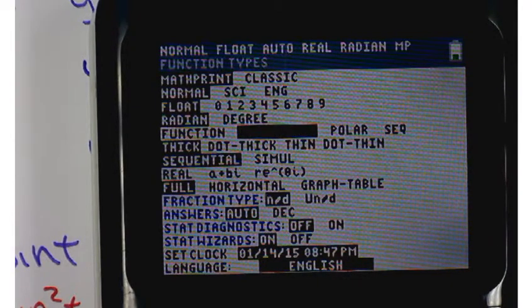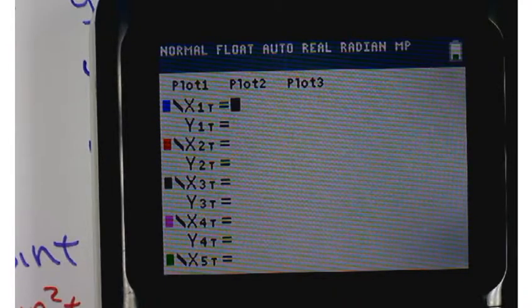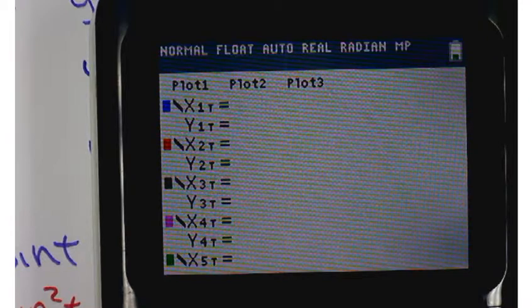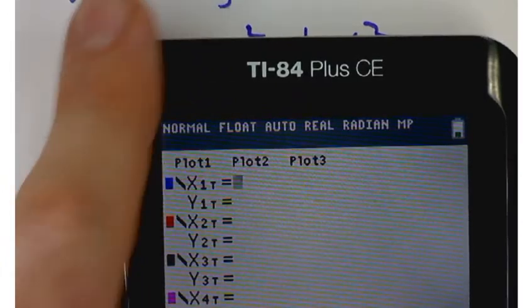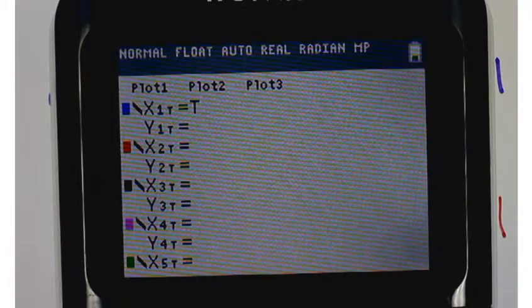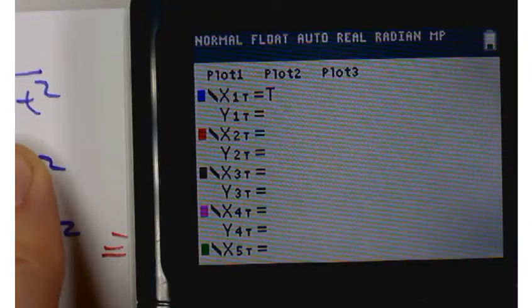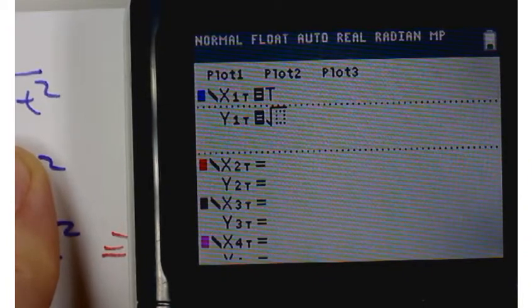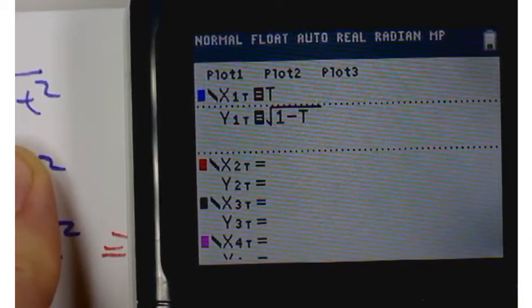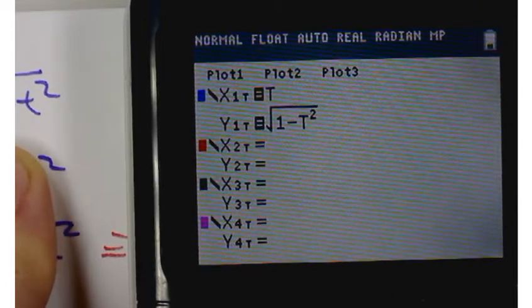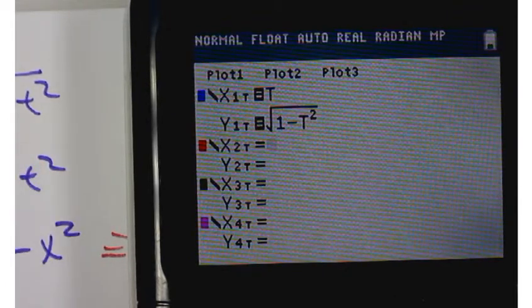So if you hit the Y equals key now, what's different? Yeah, it's not Y1 equals, Y2 equals. It's X1 and X2. So let's see here. X1 is T. Well, if you press the X key, guess what? It comes up with a T because we're in a different mode. So we've got T, and then the other thing that I want to do here is the square root of 1 minus T squared, like that. So, okay, looking good there.